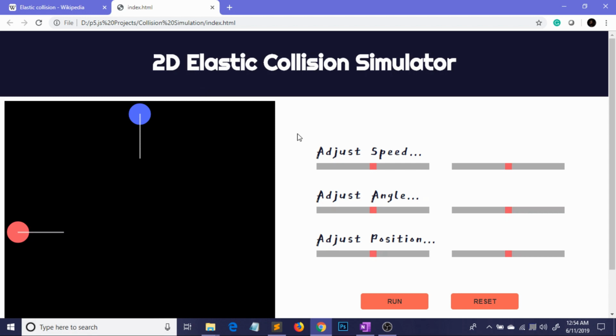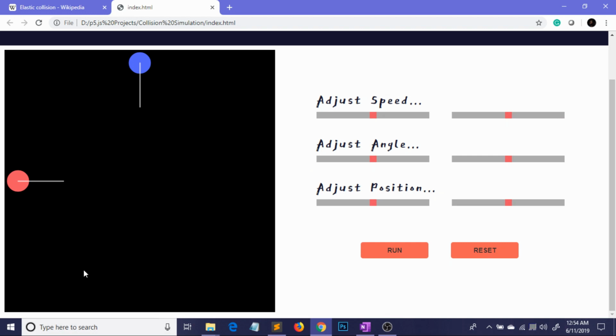Here on your screen is the final web app. This is the 2D elastic collision simulator, and you can see a screen where two balls are there. One is red, another is blue, and some lines are poking out of the ball. These lines basically represent the speed of the ball. If I increase the speed, you can see the length of the line changing. Same for this ball also, and we can adjust the angles also, like this one, like this one, and we can also adjust the starting positions.